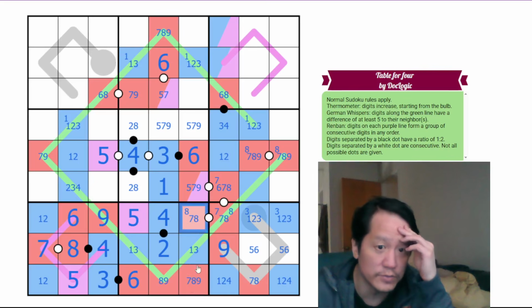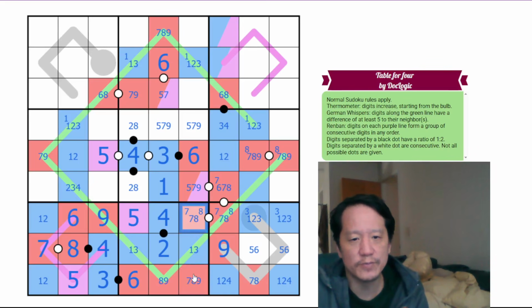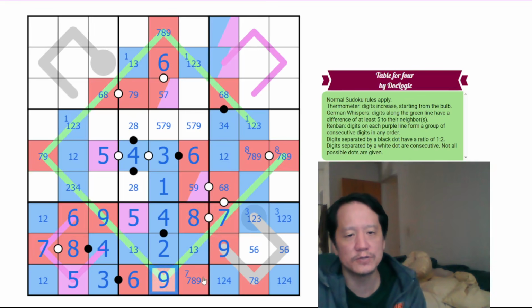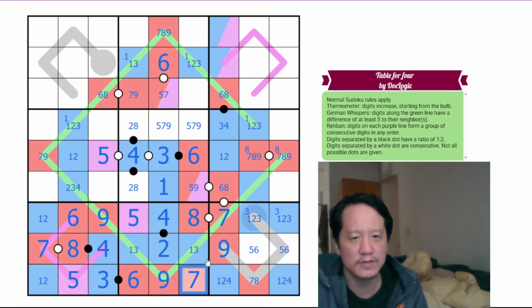And one of these two is a 7, which eliminates 7 from the rest of the column. So this can't be 7. 5 or 9 is only consecutive with an even digit, so this can't be 7. 6 and 8 is only consecutive with 7, so this is 7. That's 8, which eliminates 8 here, so it's 9, which makes that 7.